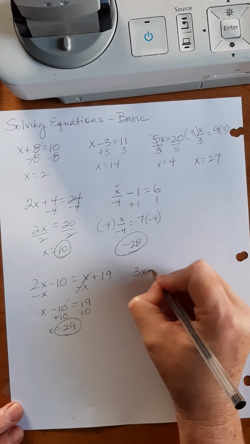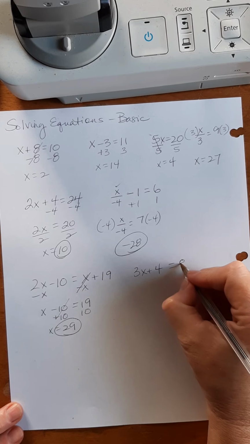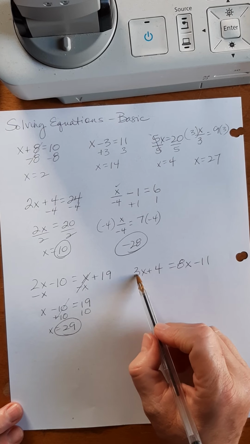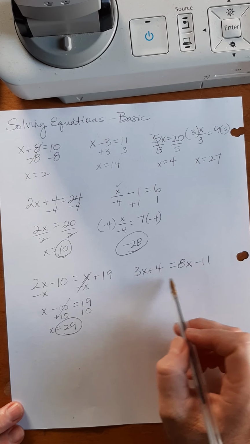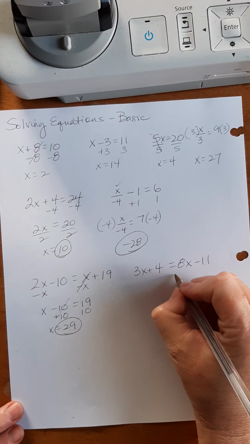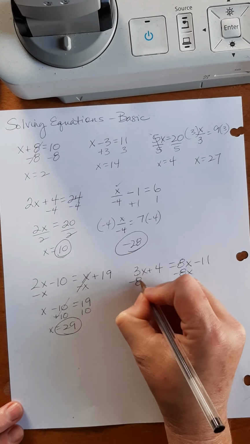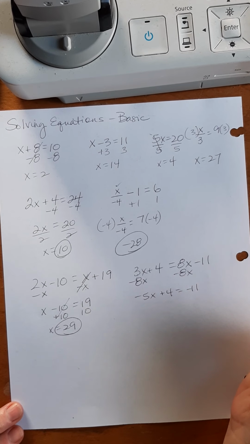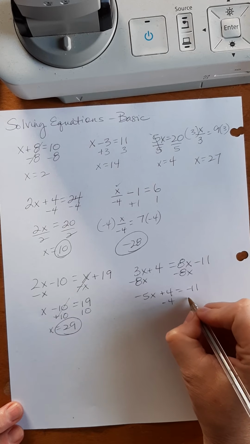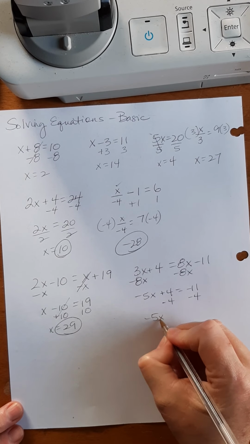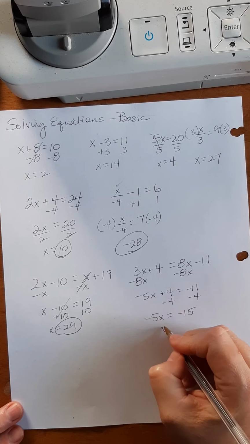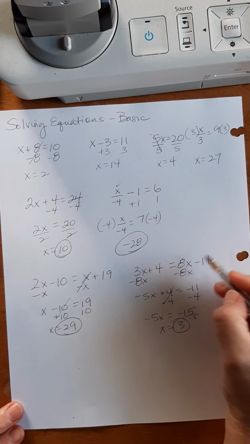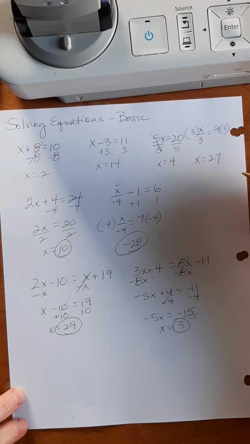Let's say you even have something like this. You still can bring the 8x to the left if you want, or you could even bring the 3x to the right. If you brought it to the left, negative 5x plus 4 equals negative 11. Subtract the 4. Negative 5x is negative 15. Divide by negative 5, positive 3. So that would work too.